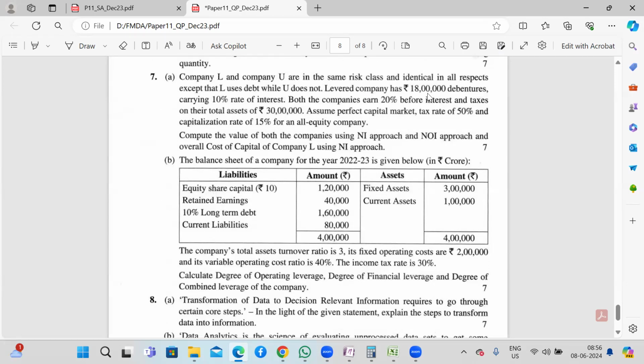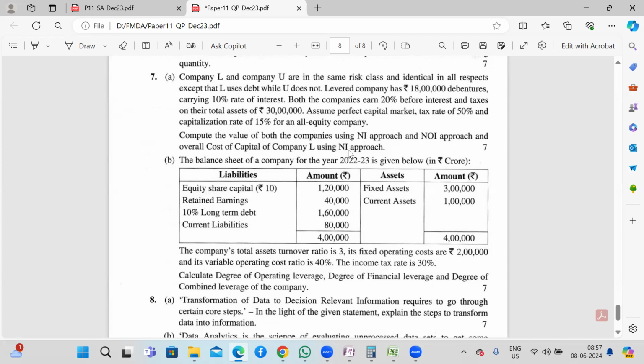The levered company has 18 lakh debentures carrying 10% rate of interest. Both the companies earn 20% before interest and taxes on the total assets of 30 lakhs. Assume a perfect capital market, tax rate of 50%, and capitalization rate of 15% for an all equity company. Compute the value. This is similar to the book problem, with a little bit of changes.